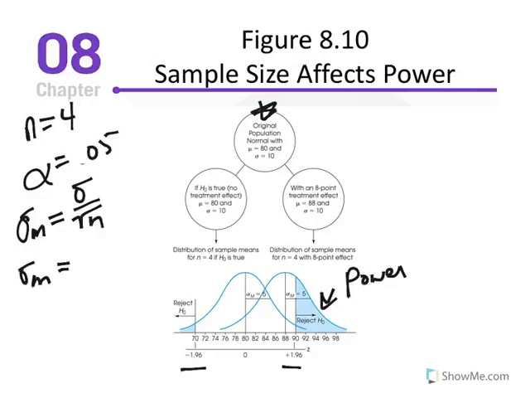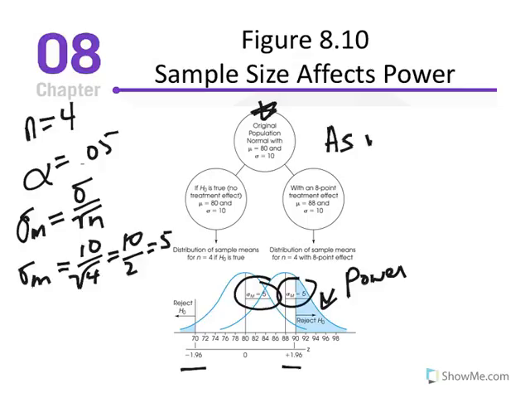Standard error is equal to 10 divided by the square root of 4. 10 over 2 is equal to 5. So that's why we see this value change. In the previous figure, 8.9, the standard error is equal to 2. And again, we know that as n increases, standard error decreases and z increases. And in this case, we see that n decreased, so the standard error increased. It went from 2 to 5.